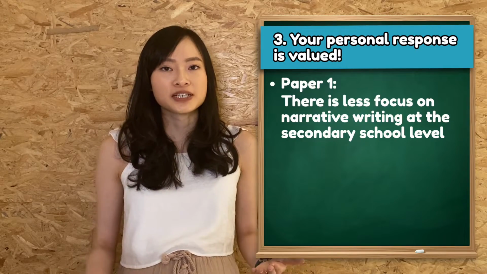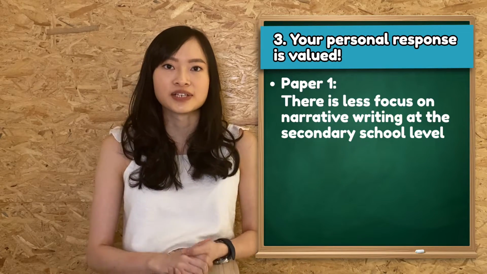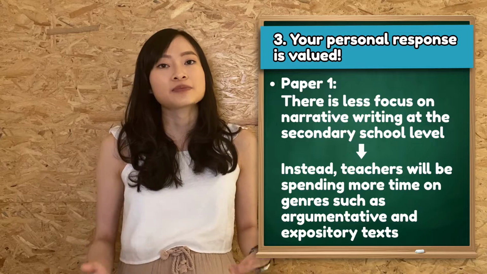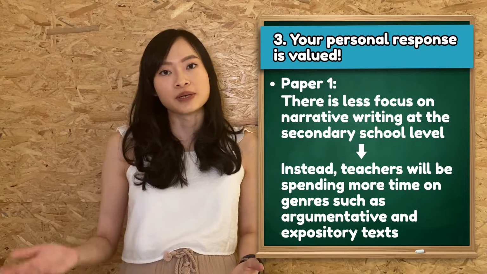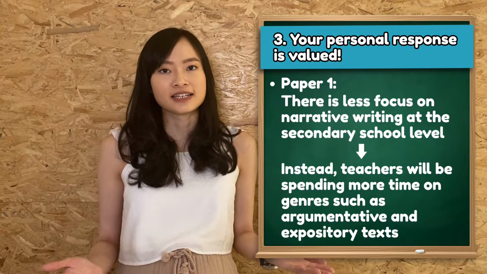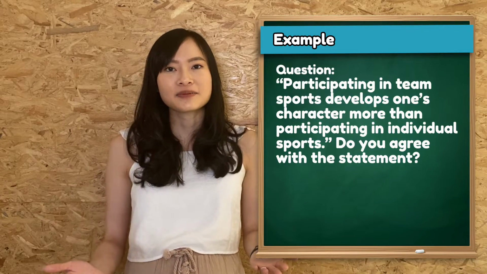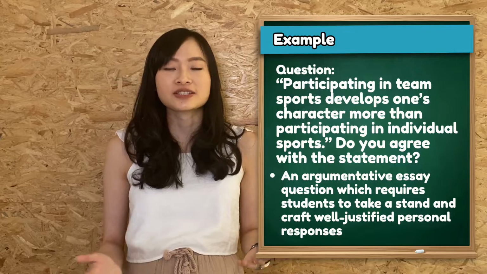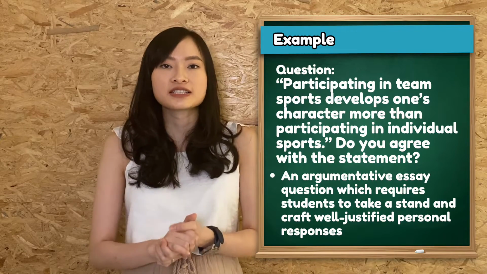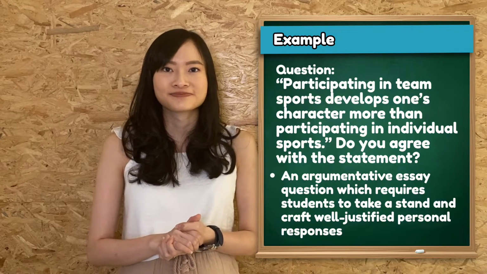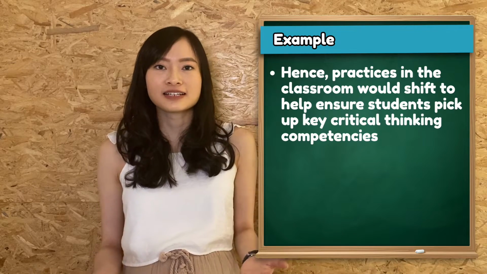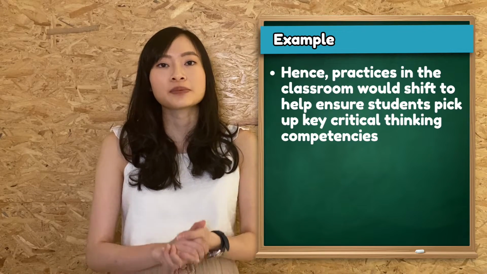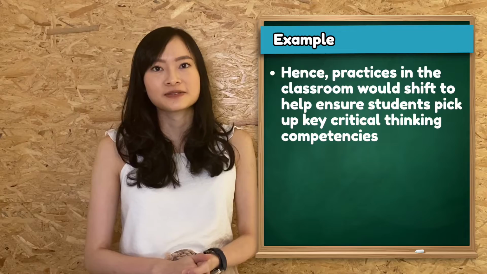There will be less focus on narrative writing at the secondary level. Teachers will spend more time on genres such as argumentative or expository text. This is an example of an argumentative essay question. It will require the students to take a stand and craft well-justified personal responses. Hence, practices in the classroom would shift to help students pick up key critical thinking competencies.